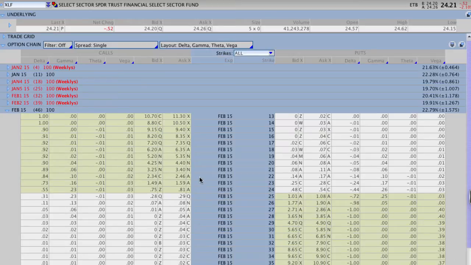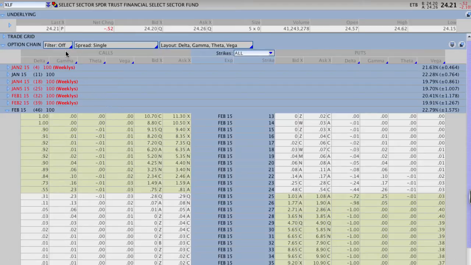So what we have here right now is XLF, and we just picked a stock that we wanted to look at. The stock's trading at about 24.21 right now, and we're just looking at the February expiration options. Again, this is just giving us a frame of reference to use.